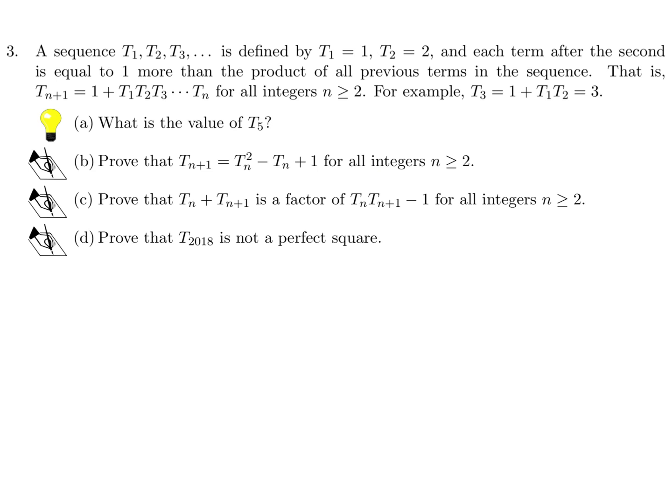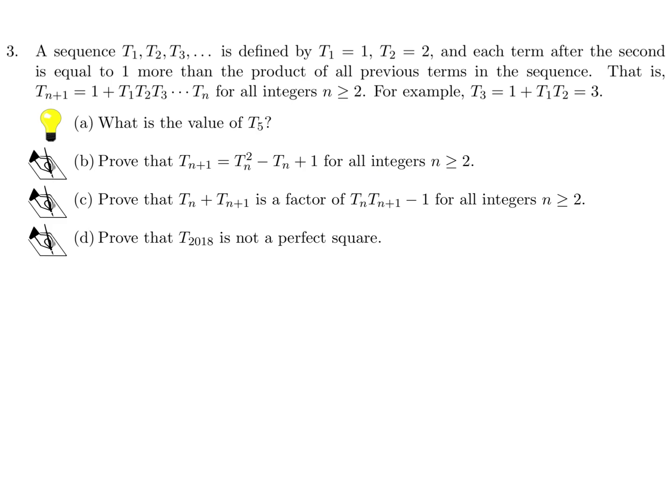A sequence of t1, t2, t3 is defined by t1 is equal to 1, t2 is equal to 2, and each term after the second is equal to 1 more than the product of all the previous terms in the sequence. That is, t(n+1) is 1 plus t1 times t2 all the way to tn for all integers n greater than or equal to 2. For example, t3 is equal to 1 plus t1 times t2, which is 3. What is the value of t5?